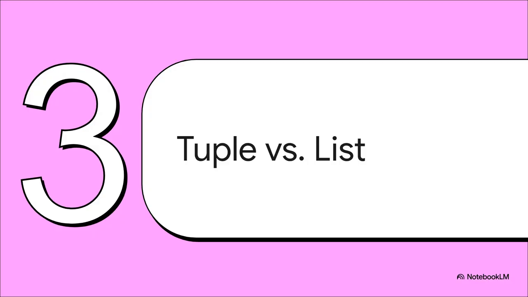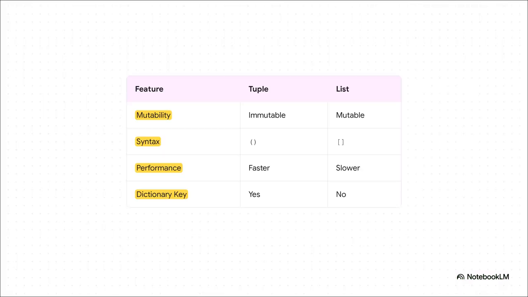So this brings us to the main event, the big question. If we already have lists, why do we even need tuples? It's a great question because they can seem pretty similar at first, but trust me, their differences are critical. So let's put them head to head. This table really says it all. The absolute biggest difference is mutability. Tuples are immutable, they cannot be changed. Lists are mutable, meaning you can add, remove, and change items all you want.